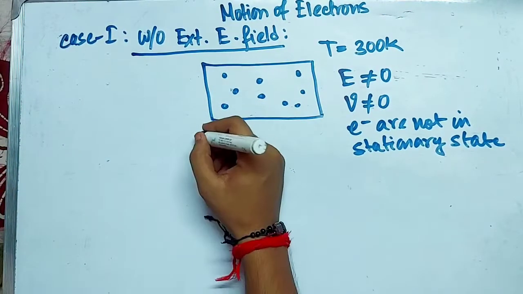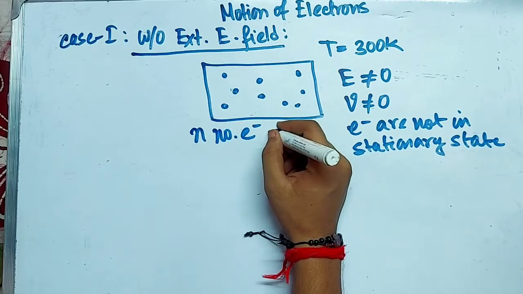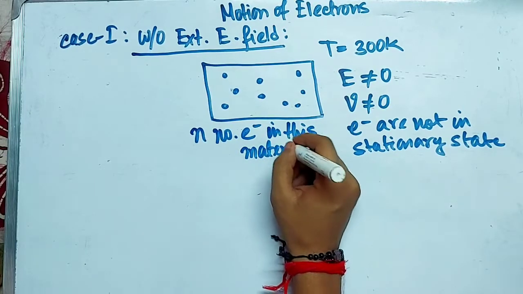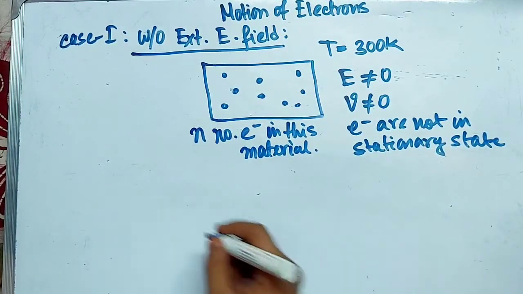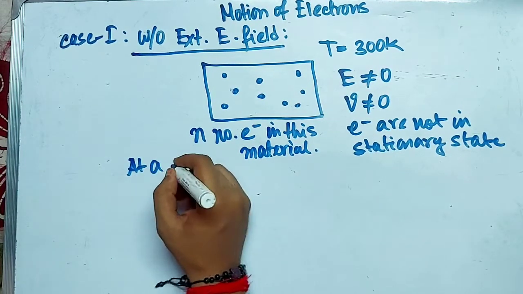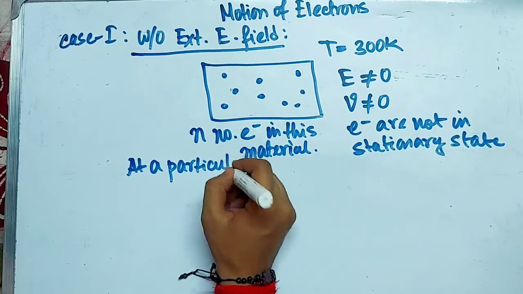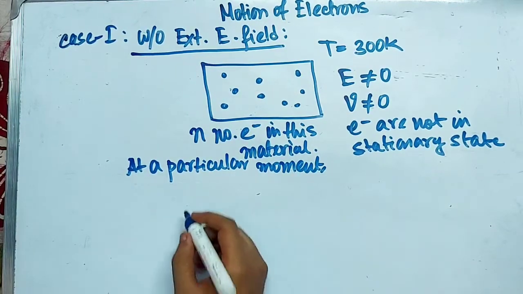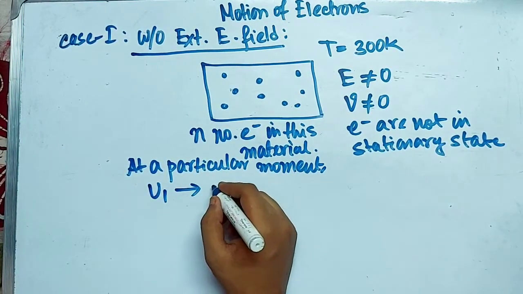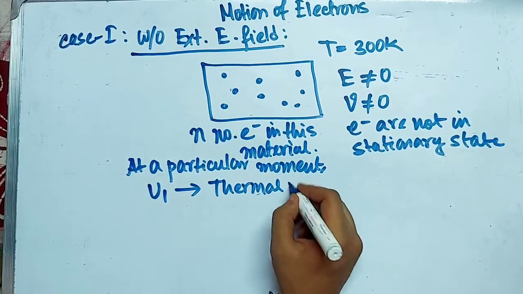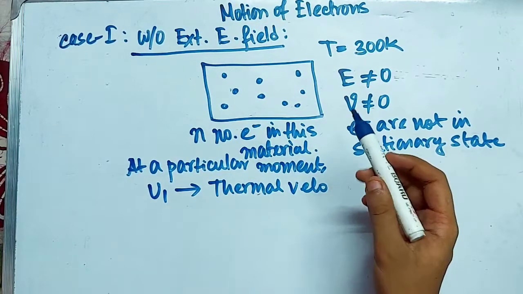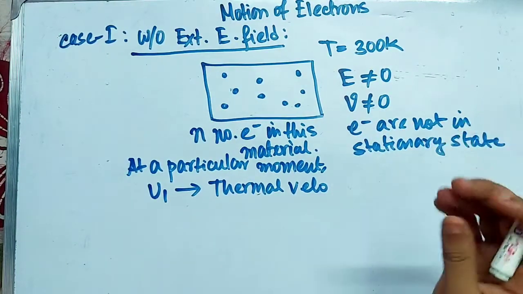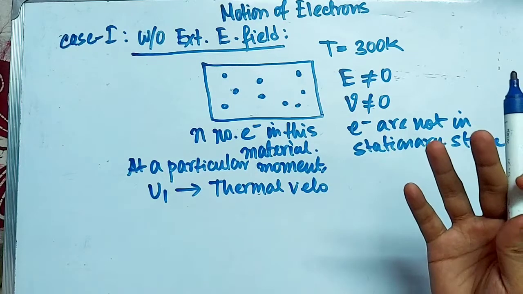Consider there are n number of electrons in this material, and at a particular moment u1 is the thermal velocity. Why is it called thermal velocity? Because if we put this material at T equal to 0 Kelvin, all the electrons are in a stationary state, so there is no velocity related to the electrons.